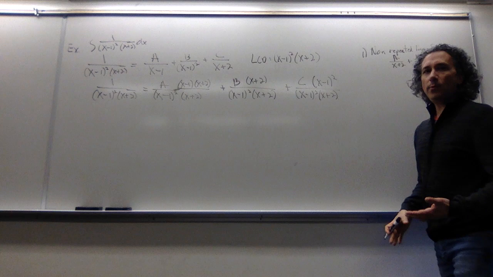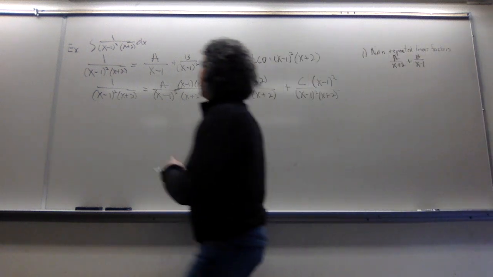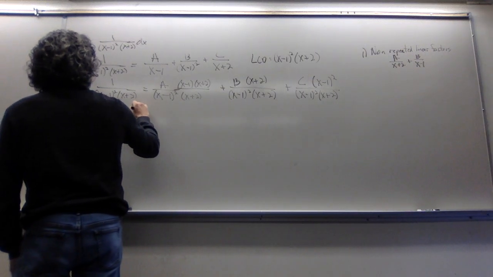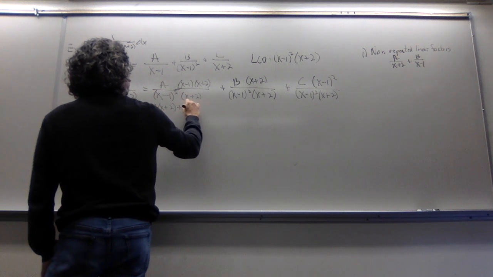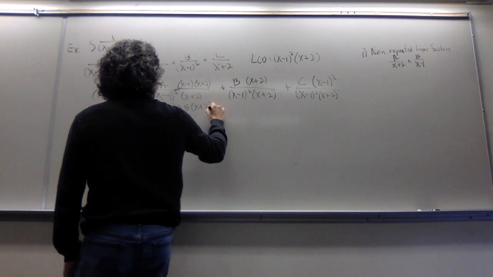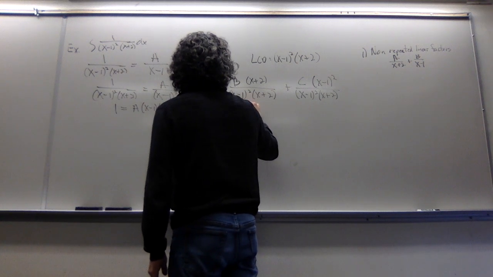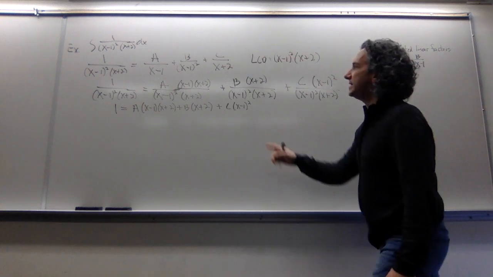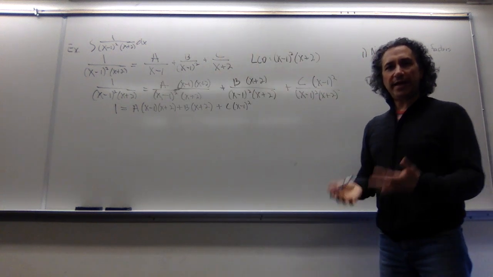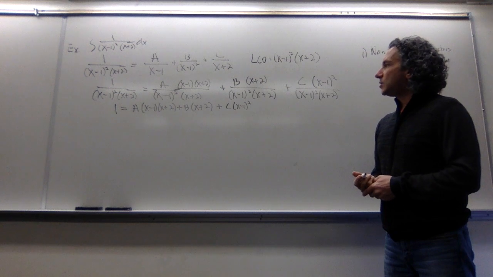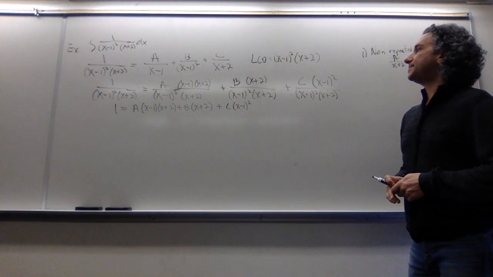And then once again, what we'll do is we'll just set the numerators equal to each other. So I have 1 equals a times x minus 1 times x plus 2 plus b times x plus 2 plus c times x minus 1 squared. All I did is I set this numerator equal to this guy. And we want that to be true for all x's. So what would be some good values for x?